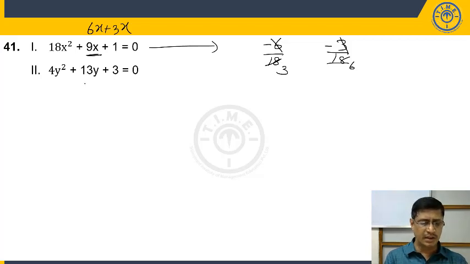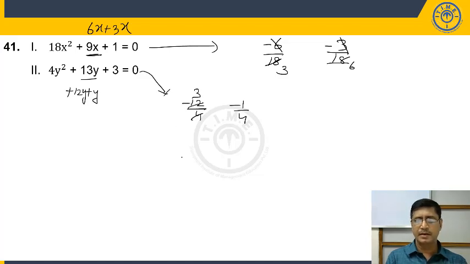Then what about the next side? The next values are 13 as the sum of the roots and 12 as the product of the roots. So what is the possibility? Here plus 12y and plus 1y. So what are the roots for this? Minus 12 by 4 and minus 1 by 4. Minus 12 by 4 means the value is minus 3.